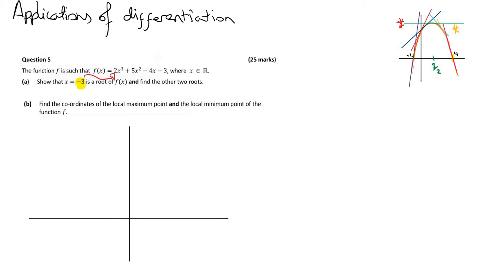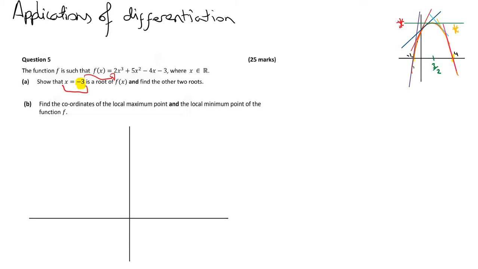That meant that the curve touched the x-axis at that point, minus 3. To find the other two roots, you would use the fact that if minus 3 was a root, x plus 3 was a factor, and then you'd carry out some long division to work out the other two roots. For more on that, see the algebra section of the website.